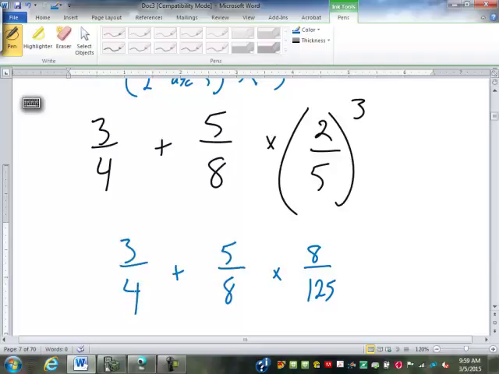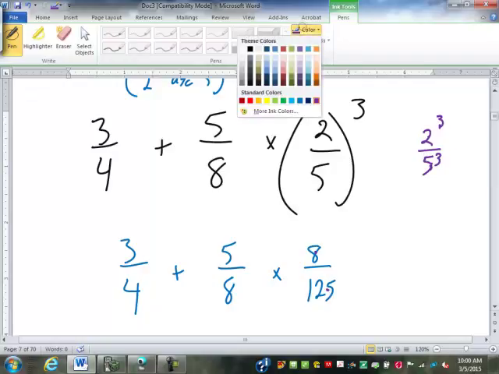Now, I'm going to pause for a second. Other than using the calculator, is there anybody here who does not know how you'd get from 2/5 to 8/125? Anybody want to see me go through that? Because it's 2 over 5 to the power of 3, you have to do 2 to the power of 3 and 5 to the power of 3. 2 times 2 times 2 is 8. 5 times 5 times 5 is 125.